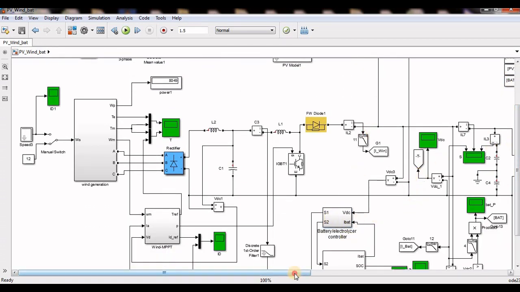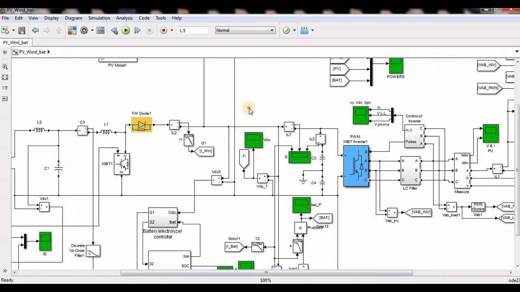So see, the simple thing is, if your DC link voltage is more than your reference, let us assume your reference is 660 and you are having more than 660, maybe 670, that means more DC power is available than the load. More power is available means some power I have to dump into the battery. So the battery has to be charged.